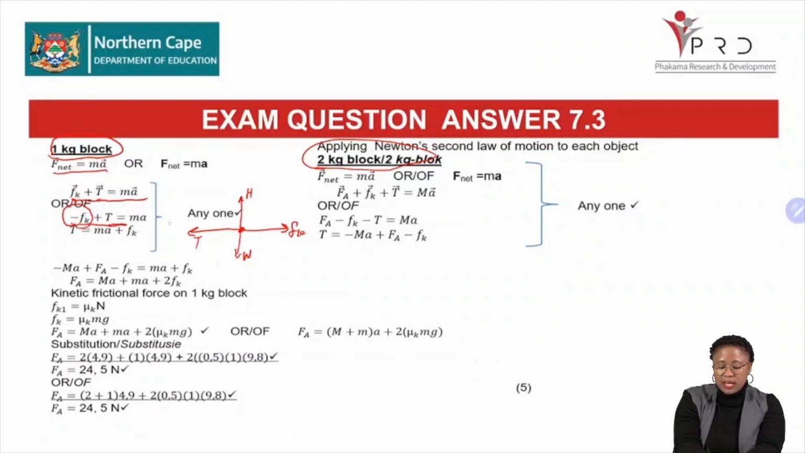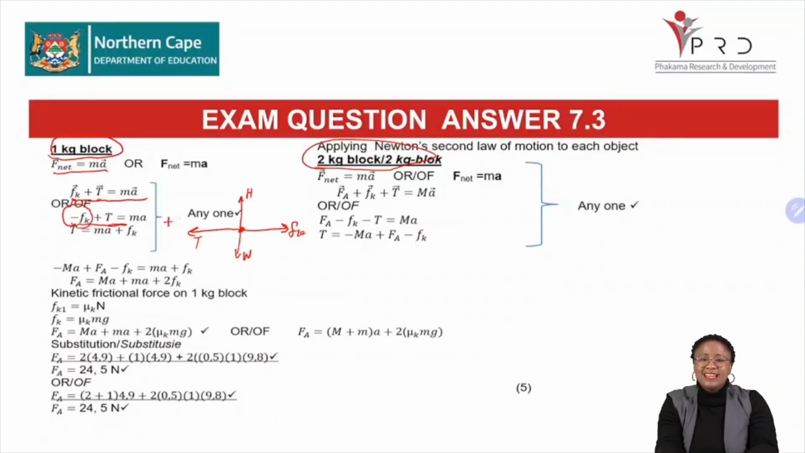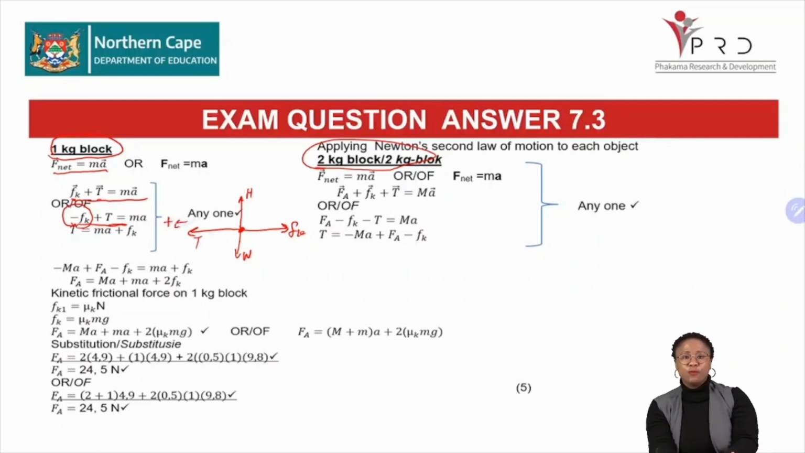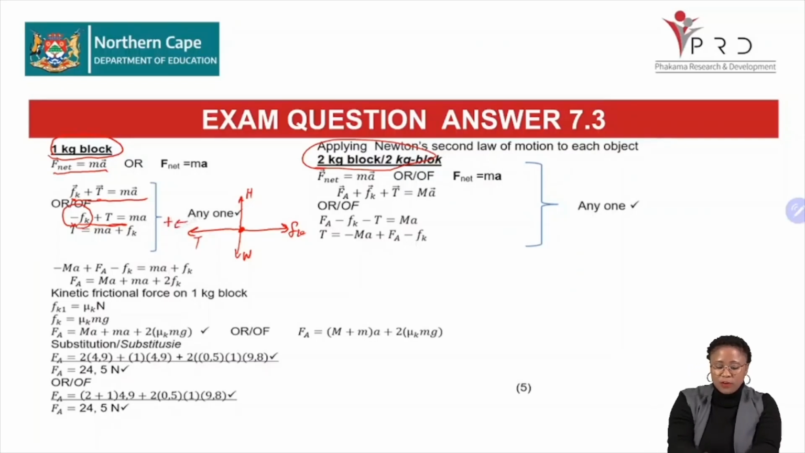So that means here I have chosen my right hand side as positive. Why is my right hand side positive? Because I've taken the direction of the motion as positive. So that is the first thing that I'm going to do. Then after that, I'm going to do the same thing for the 2 kg block.